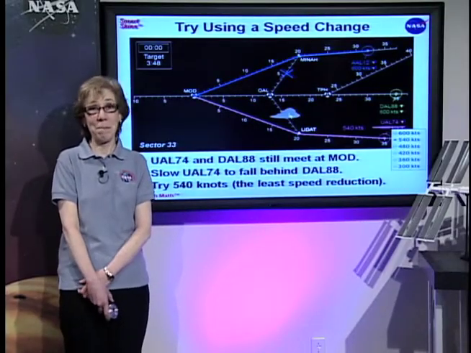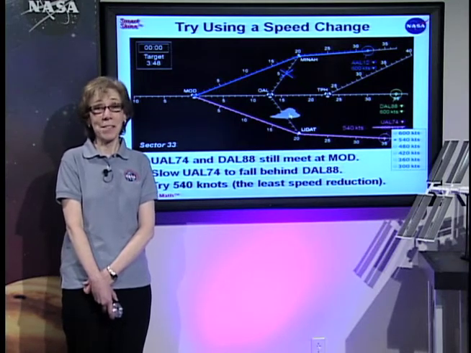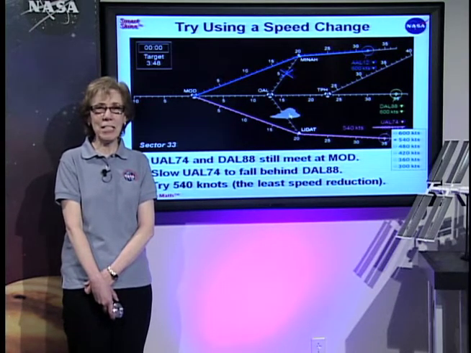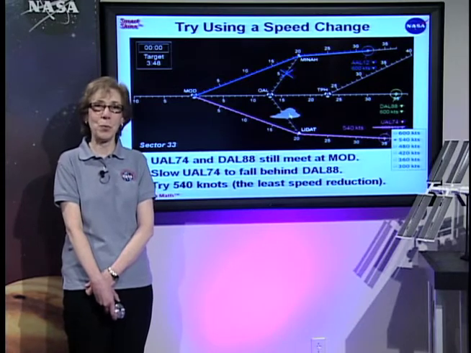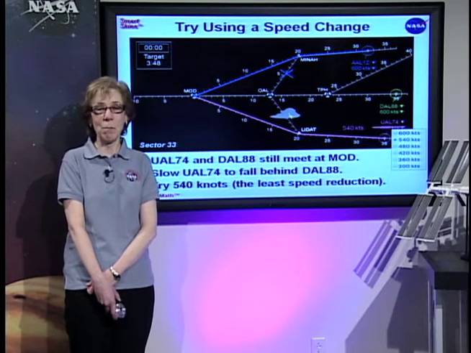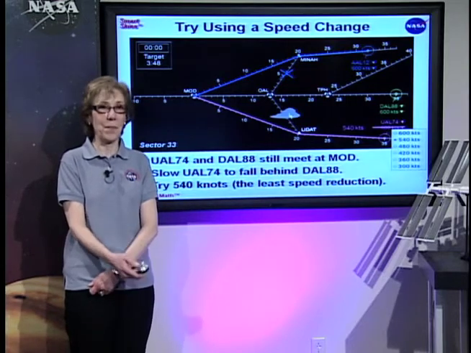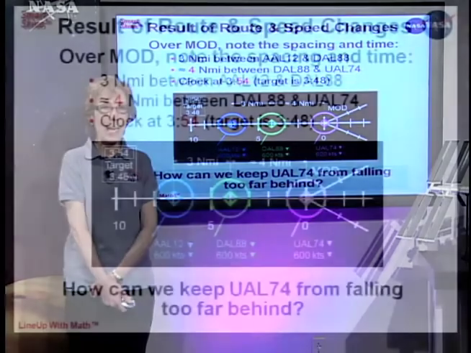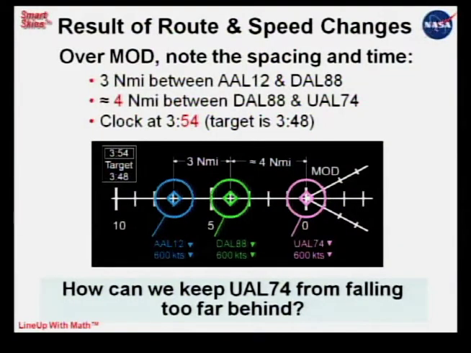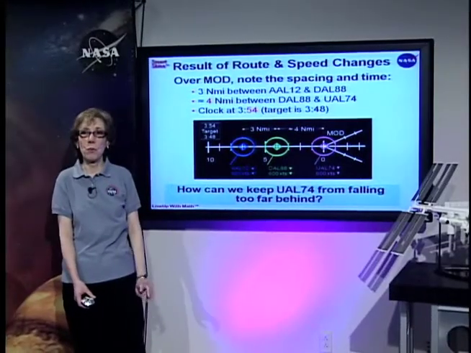Well, we did a lot better this time. We got the planes to Modesto safely, but we didn't quite make the target time, and we didn't make the ideal spacing between Delta and United. So, could we do better? Well, let's first take a look at what the results were. We see that there are the 3 nautical miles between American and Delta, and almost 4 nautical miles between Delta and United. And instead of the 3:48 target time, we were at 3 minutes and 54 seconds.